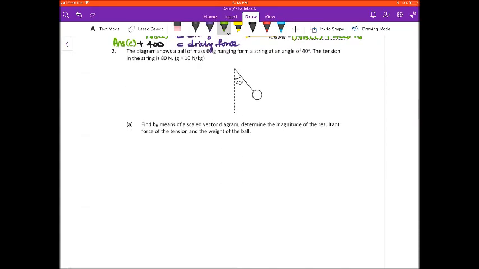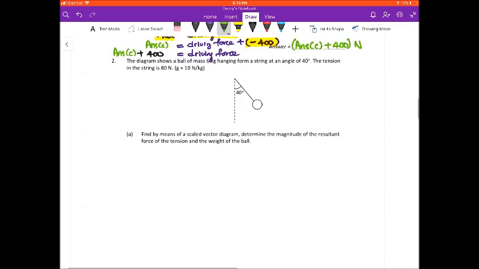For the next question, you are supposed to draw the resultant force of tension and weight. What I always teach you is to draw it on this thing first. So you have the weight. Do I know the weight? The answer is here. The mass is 6 kg, so the weight will be 6 times 10, 60 Newton.